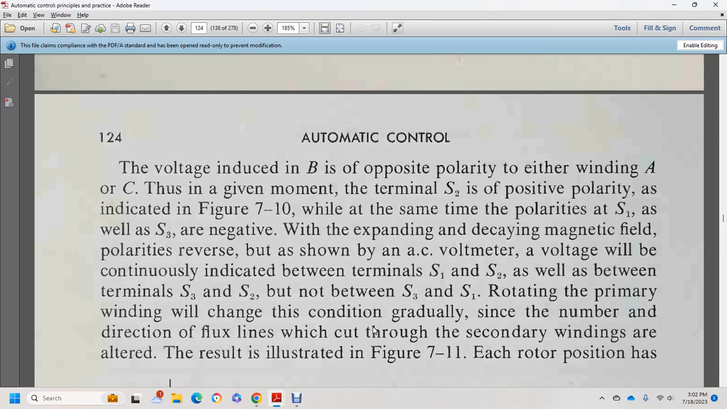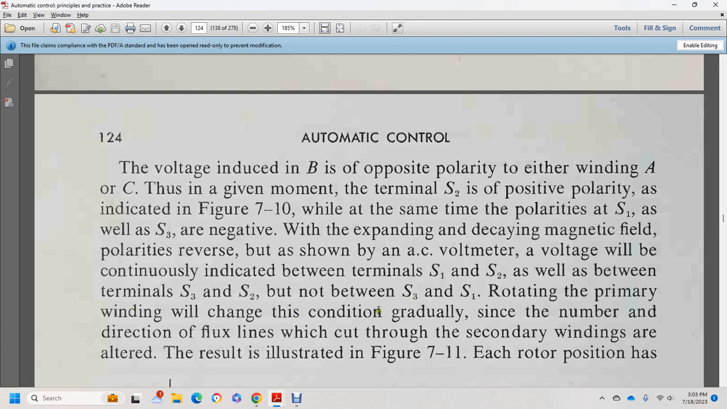Terminal synchro S2 is positive with the polarity indicated in figure 7-10, while at the same time synchro 1 and synchro 3 are negative. As the magnetic field expands and decays, the polarity is reversed, as shown by the AC voltmeter. A voltage will be continually indicated between synchro 1 and synchro 2, as well as between terminal synchro 3 and synchro 2, but not between synchro 3 and synchro 1.